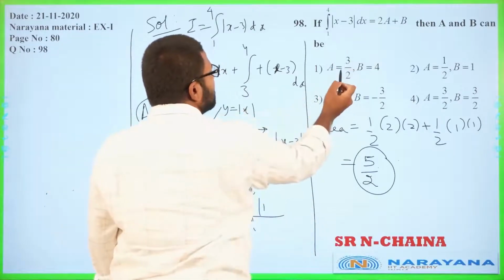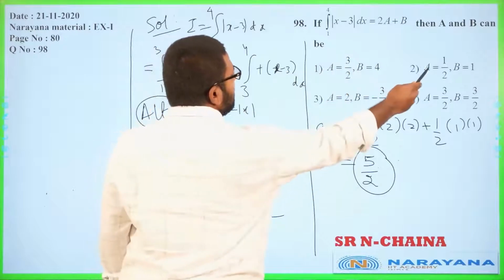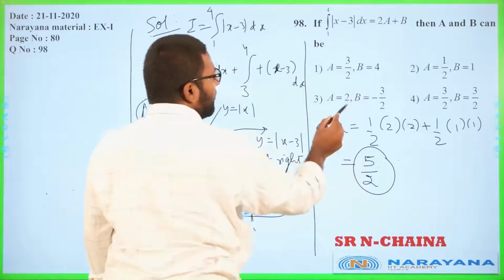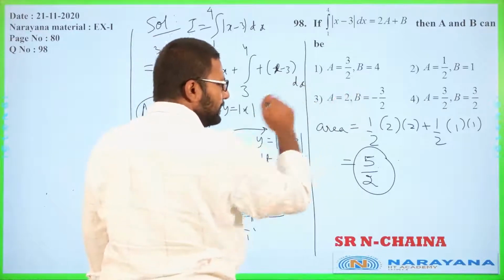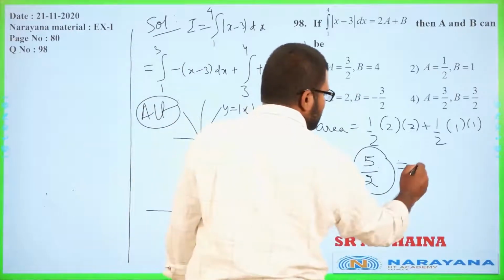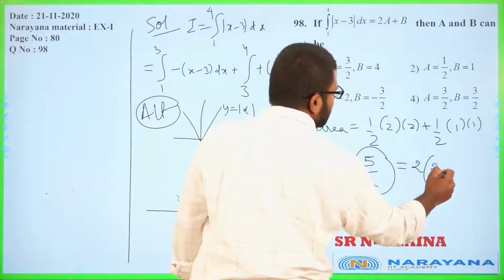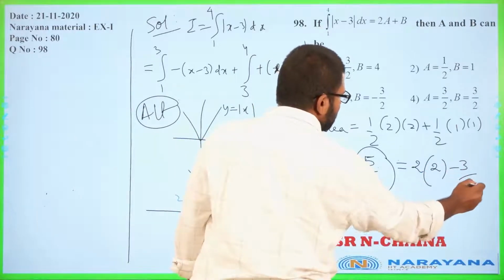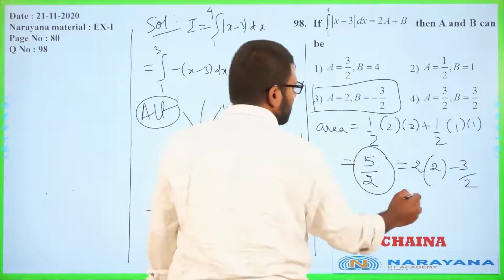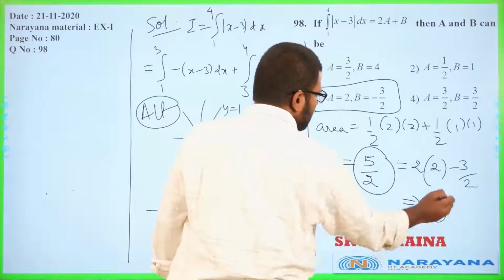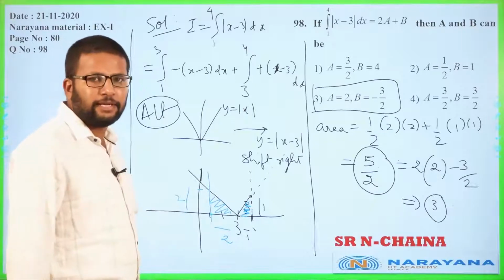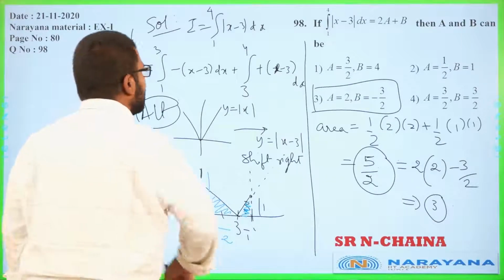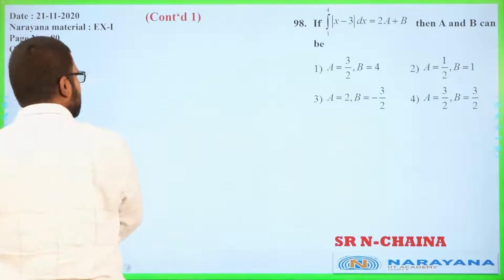2a plus b makes it 3 plus 4, no. 1 plus 1, no. 4 minus 3 by 2. 4 minus 3 by 2 is actually 5 by 2, correct? Which is equal to 2 into 2 minus 3 by 2, right? Which means option number 3 is correct. As simple as that, draw the graph, get everything in place, okay? Alright then, let us proceed.